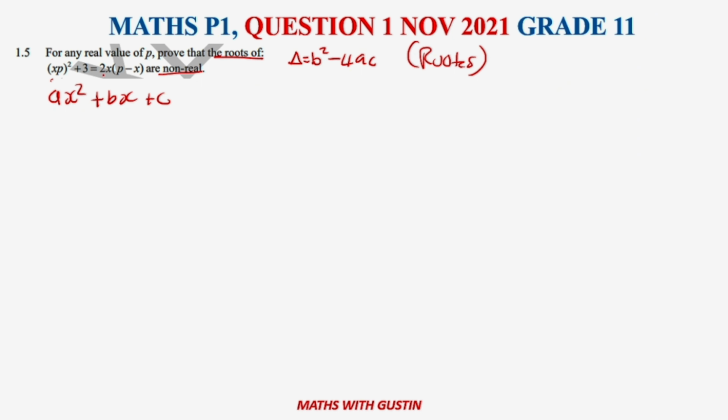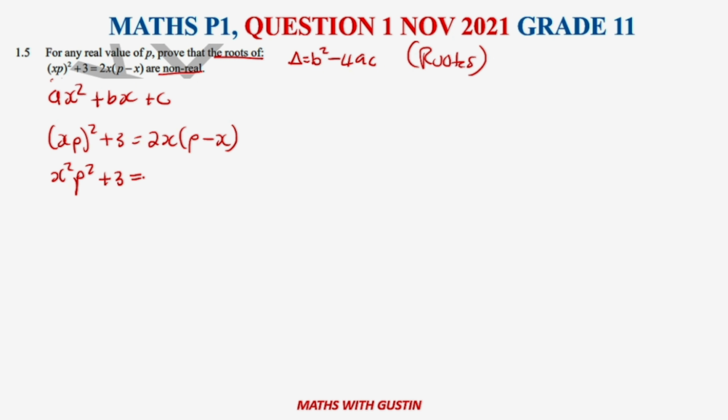Okay, because right now as it is, you won't be able to do anything there. So now let's go ahead and simplify it. (x squared plus 3) equals 2x(p minus x). Okay, first thing to do here, we need to remove the brackets. Remove the brackets here, we're going to have x squared plus p plus 3.